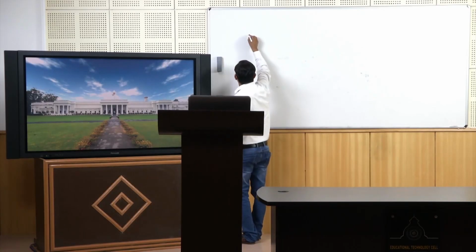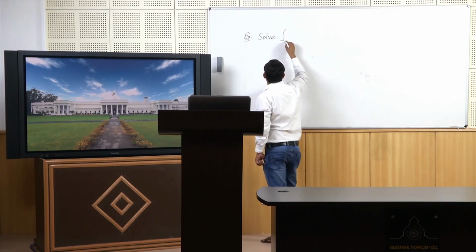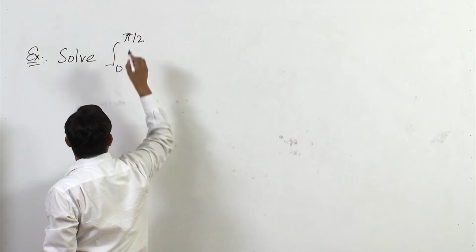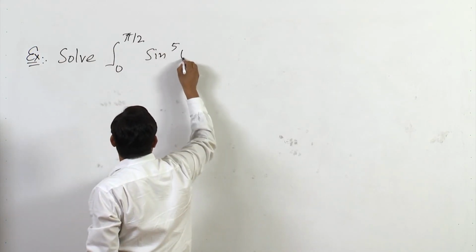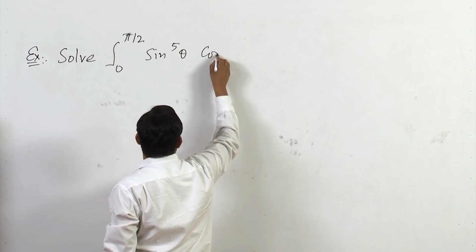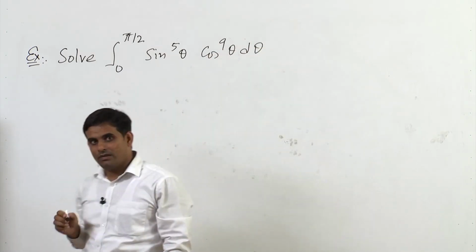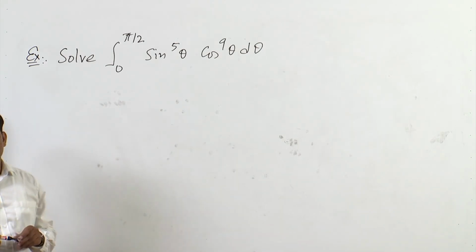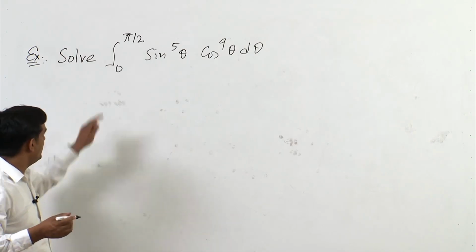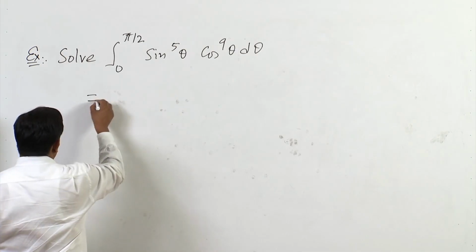If someone asks you to solve an integral, solve the integral from 0 to pi by 2 of sin 5 theta into cos 9 theta d theta. It is quite a lengthy process if we solve it without using beta and gamma function, but since now we have the knowledge of beta and gamma function, we can apply that here.